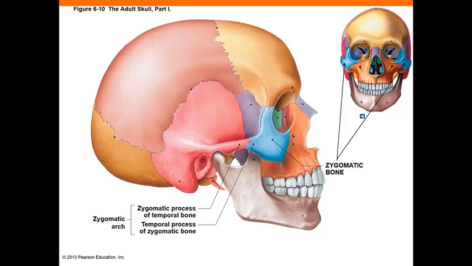The zygomatic bones, pictured in blue, articulate with the frontal bone and the maxilla, forming the lateral wall of the orbit. The temporal process of the zygomatic bone curves laterally and posteriorly to articulate with the zygomatic process of the temporal bone, and this then completes the zygomatic arch.